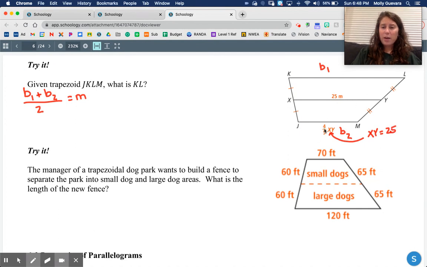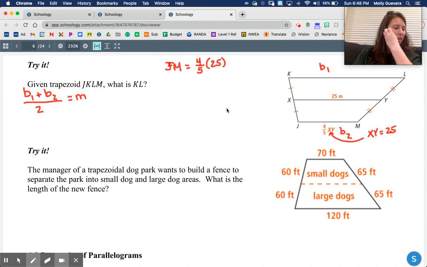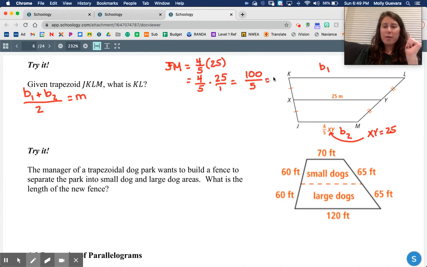So let's find out what JM is. So JM is equal to 4/5 times 25. So we think about how we multiply fractions, right? I need to make 25 a fraction, and I'm going to do that by putting it over 1. And then we multiply fractions straight across. So 4 times 25 is 100. 5 times 1 is 5. And then 100 divided by 5 is 20. So that tells me that JM is 20 meters.